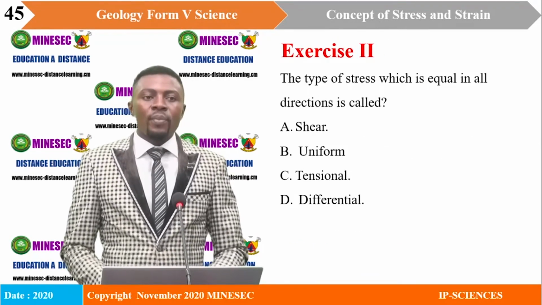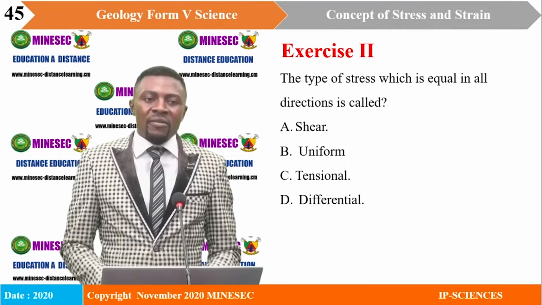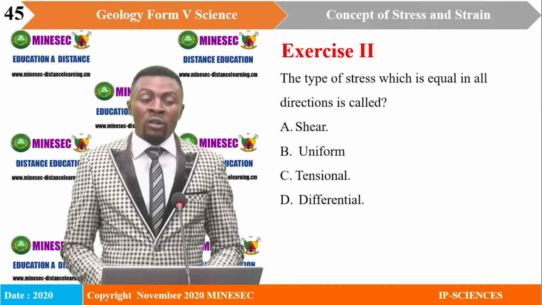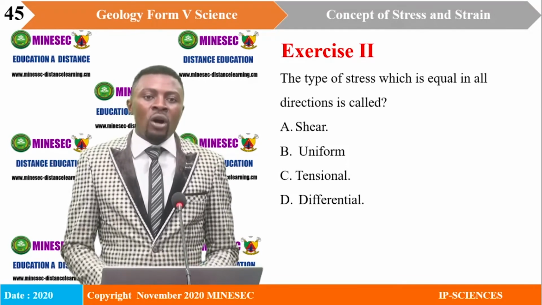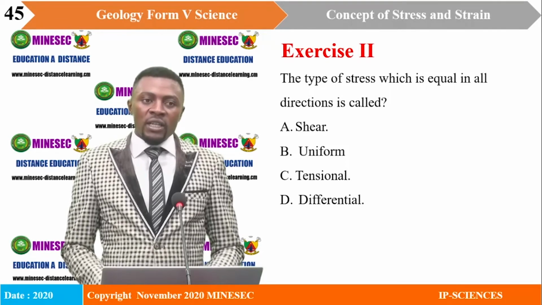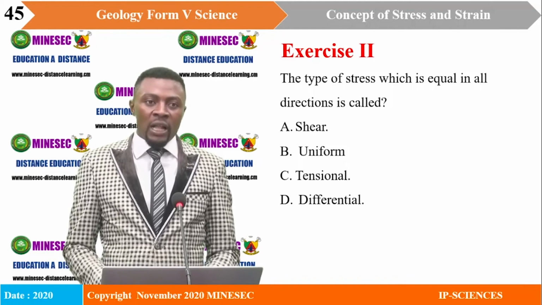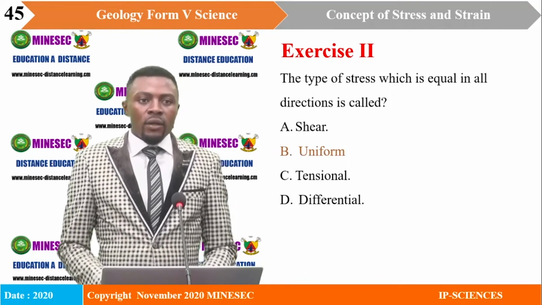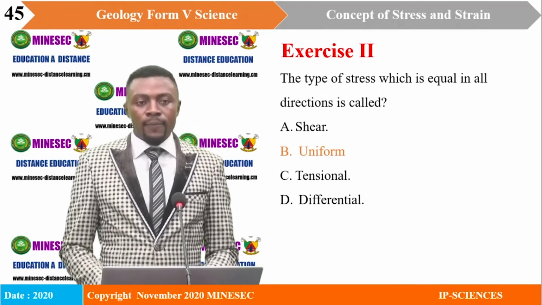Exercise two. The type of stress that acts on a body, which is equal in all directions, is called. Is it shear stress, uniform, tensional, or differential? The correct option is uniform stress.